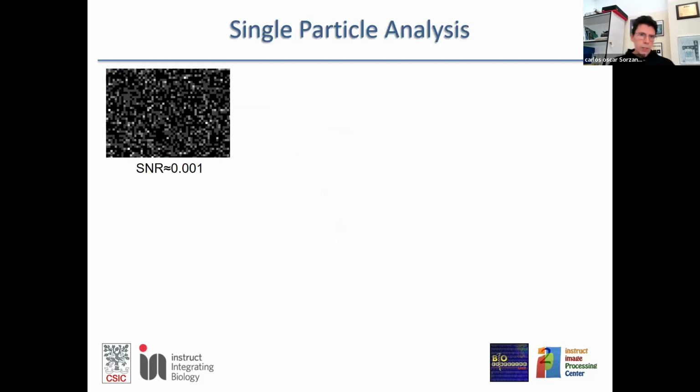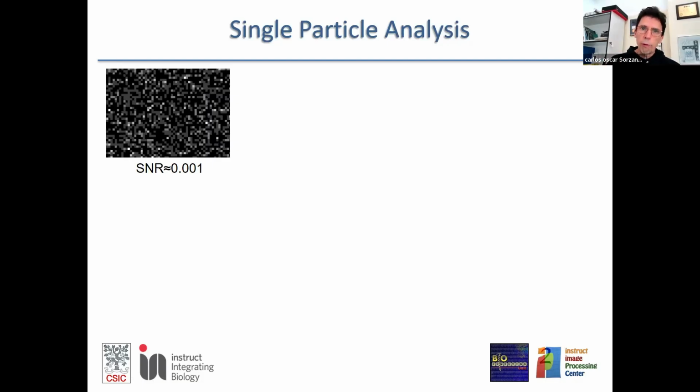This is the raw data that you collect at the microscope. This is how a frame, we call it a frame, looks like. They are supposed to collect structural information about the protein, but you seldom see anything there because the signal to noise ratio is in the order of 1/1,000. So there is 1,000 times more noise than signal in this kind of images.